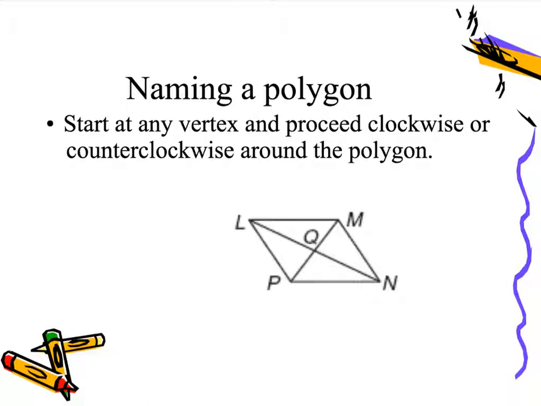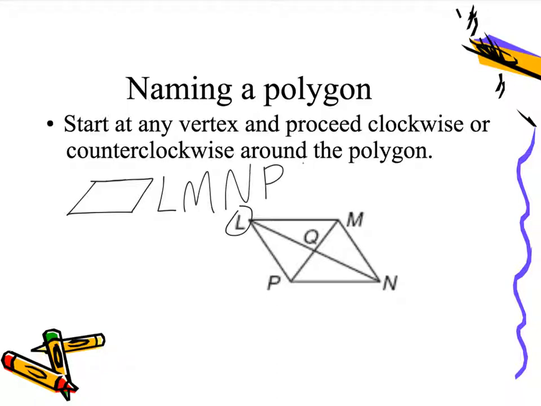Let's say that this guy's a parallelogram. So I'll draw myself a little mini parallelogram. There we go. And then I'm going to go either clockwise or counterclockwise. So let's say I'm going to start with L. I'll do L, M, N, P. That would be how I'd name it. Or I could have gone L, P, N, M, or I could start at any other point and just go clockwise or counterclockwise.